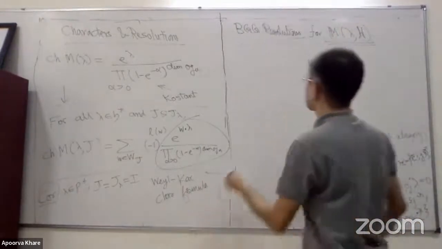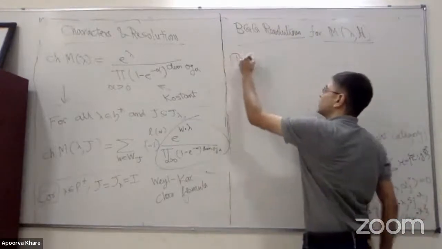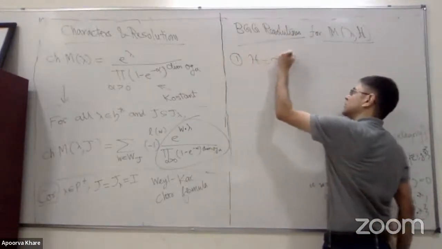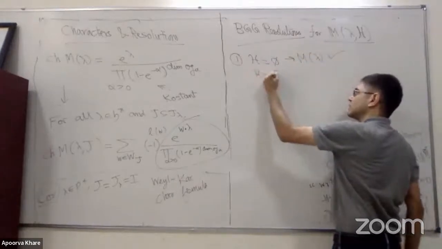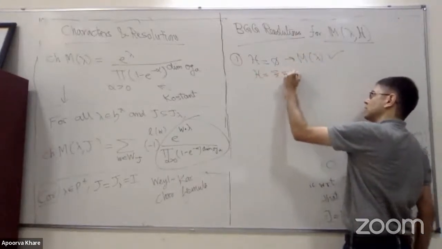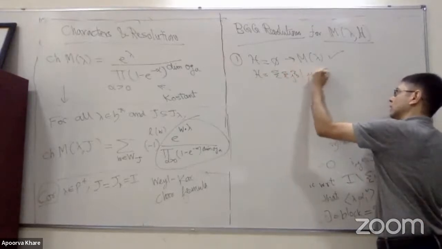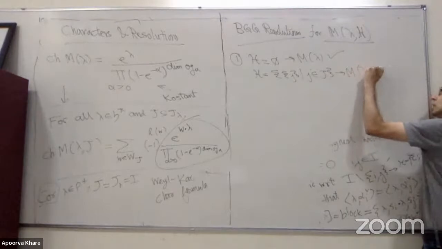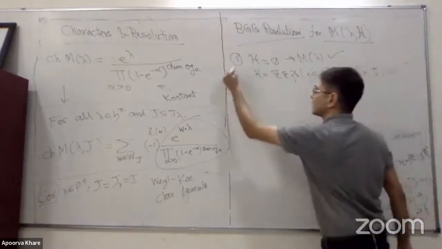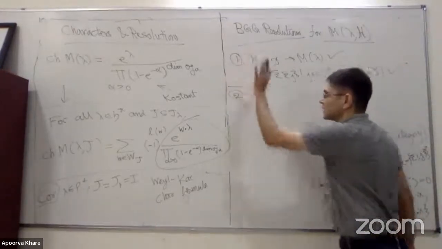The first is an obvious one, of course. If the whole set is empty, then we just get the usual Verma. That's fine. If the whole set is generated by singletons, then you get the parabolic Verma. That's also known. That's just a sanity check. But that's just the known cases.